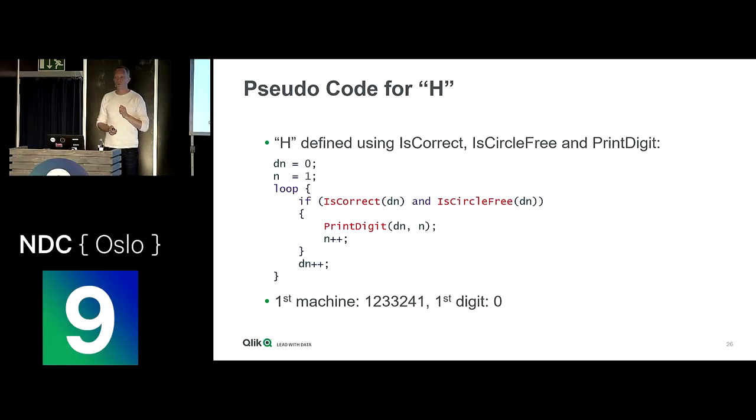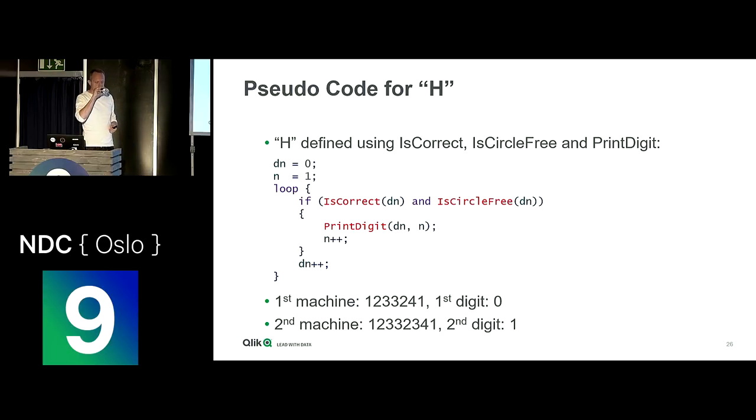Second circle-free machine we reach is this one. This is the machine that prints a 1 on every single square. So the second digit that H prints is 1. But we continue. So we reach the third, the fourth, the fifth, and we count on and on and on and on. And finally, we get to a description number for a very interesting machine. Can anyone guess which that is?